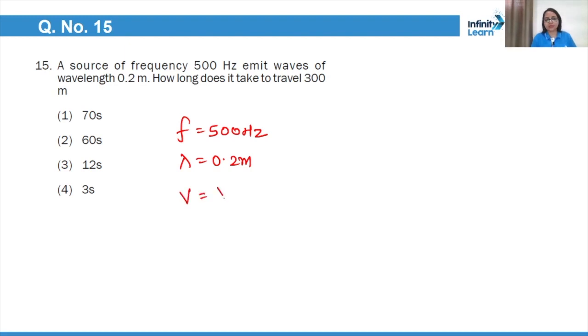So velocity is lambda into frequency of wave. So it is 0.2 into 500, which is equal to 100 meter per second. So the wave is traveling 100 meters in 1 second. So it will travel 300 meters in 3 seconds, right? So the correct answer will be option 4.